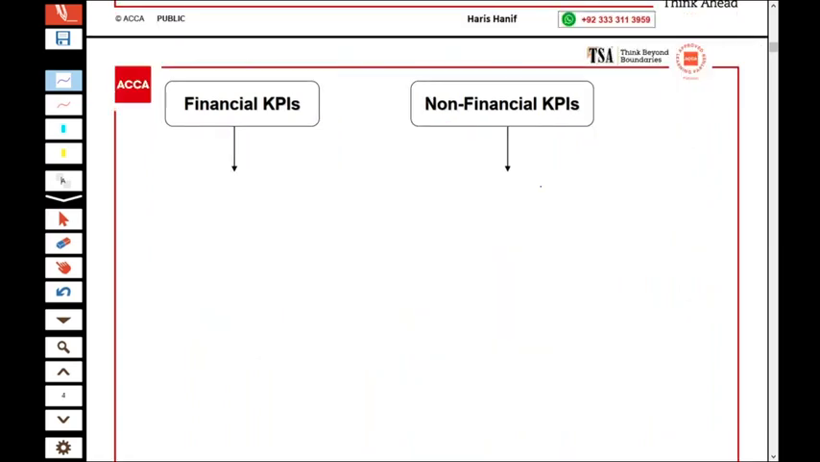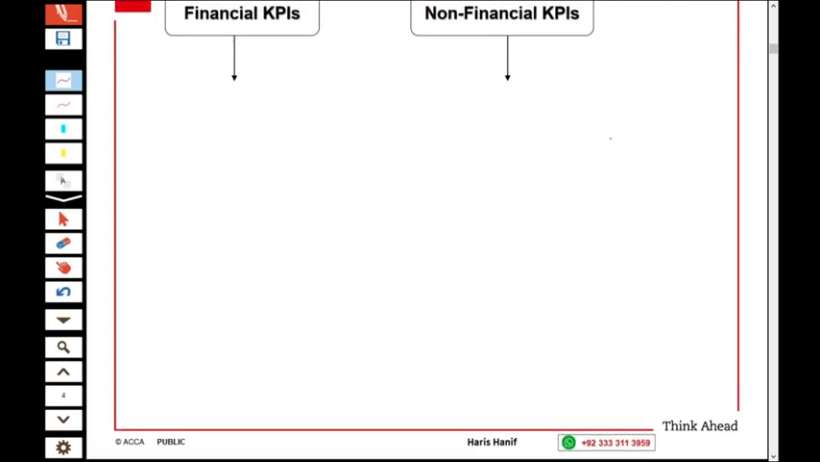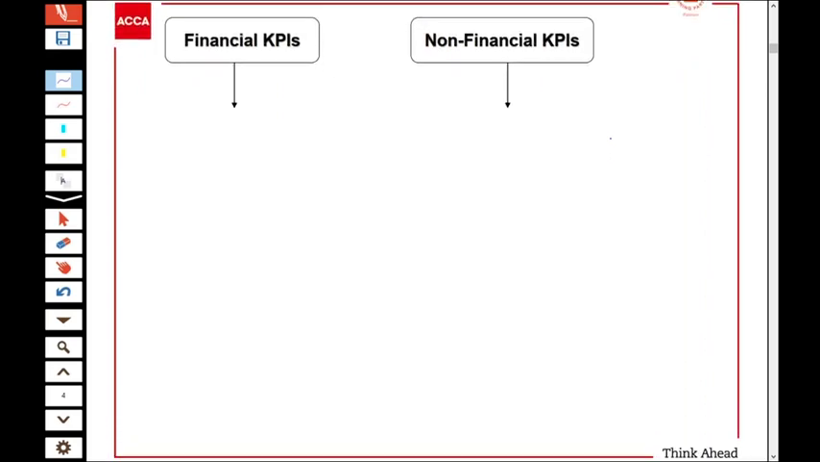Now, moving to the next slide: financial KPIs and non-financial KPIs. See that this slide is blank. It is left blank intentionally because I have to write something. Financial KPIs are monetary. Non-financial KPIs are non-monetary.